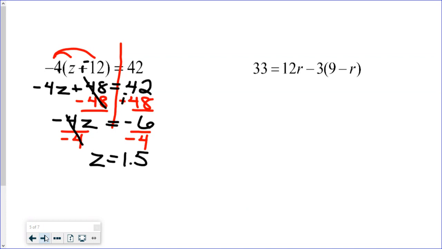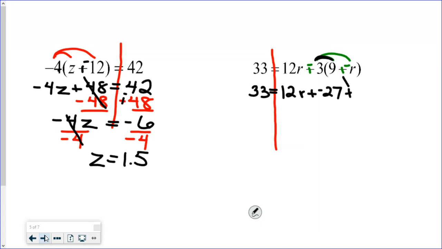Okay. Yet another one. Now be careful here. Change the minus signs to plus the opposites, because this one might throw you a bit. Okay, I'm going to draw in that line. Have your calculator handy. 33 equals 12r. Now I'm going to distribute a -3. So bring down that plus sign. So I have -3 times 9 to start, this part right here. And I get -27. And this plus sign gets brought down. And -3 times -r, a negative times a negative, is a positive 3r.